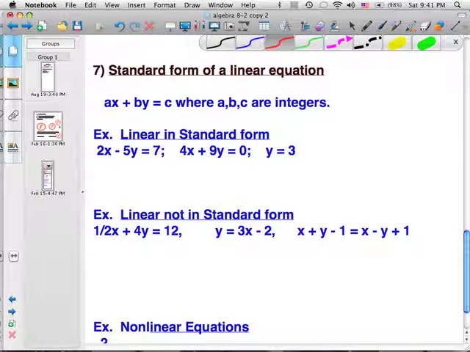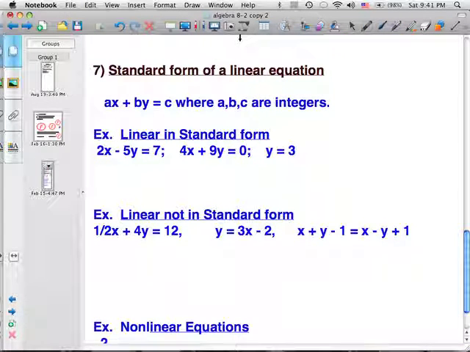The standard form of a linear equation is ax plus by equals c, where a, b, and c are integers. So if I have an equation that is linear in standard form, the highest exponent, first of all, is 1, and it's in the form of ax plus by equals c. So A here is 2, B is -5, those are integers, and 7 is C, which is an integer. So all of these work here.